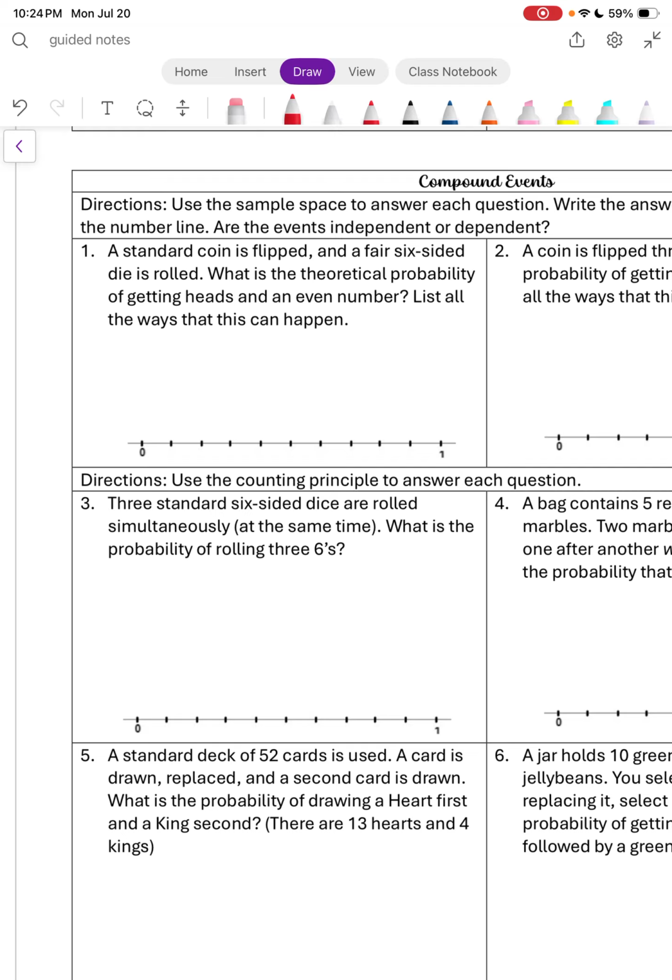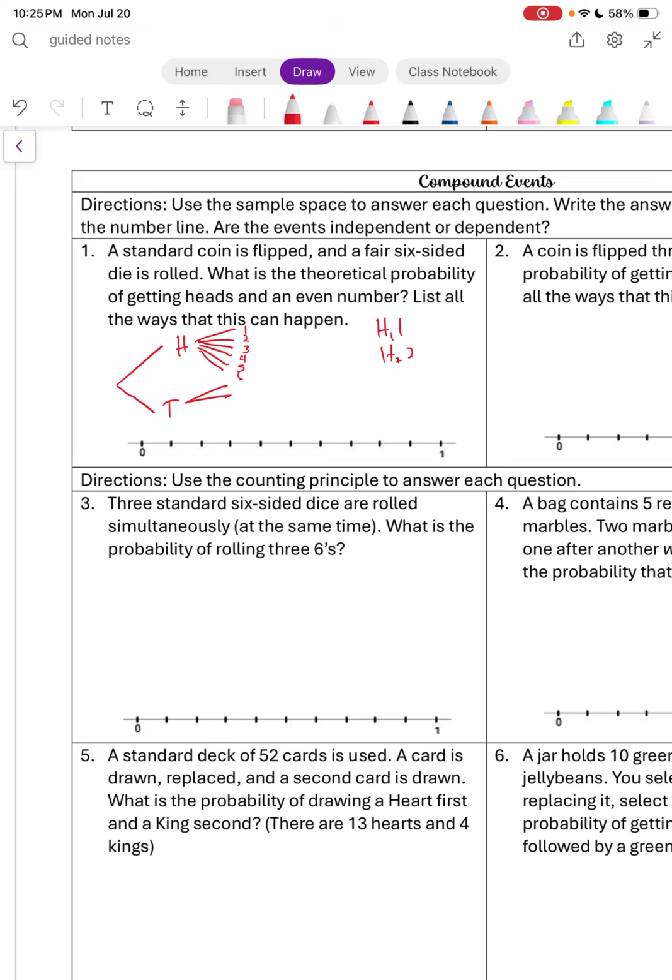The first one says a standard coin is flipped. Okay, so let's start with that. So when you flip a coin, your first event, you're either going to get a heads or you're going to get a tails. Now, after that, you roll a dice. So what if you got a heads? Okay, there's 6 different possibilities of what happens now. 1, 2, 3, 4, 5, and 6. You might get a heads and a 1, a heads and a 2, a heads and a 3. And you could even list that if you wanted to. You could get heads 1, heads 2. And you could list all of these different events.